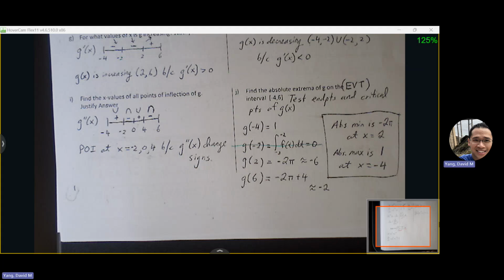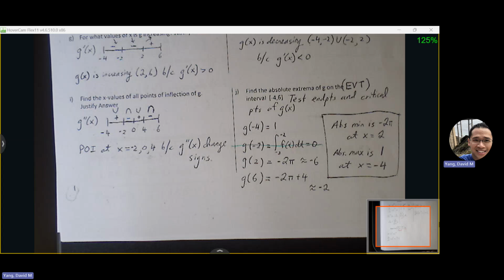For part J, find the absolute extrema. So we're basically applying the extreme value theorem. And with the extreme value theorem, you're testing endpoints and critical points. And you're only going to pick your candidates from your g prime. Don't pick anything from your g double prime. These are not candidates for max and mins. You're only going to pick from your g prime sign line.